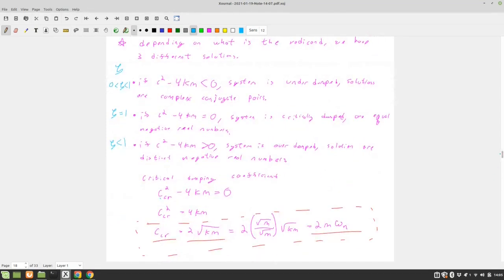That makes sense? So you can now see kind of how your zeta, your c squared minus 4km, and then your solutions being complex conjugate or distinct negative numbers all feed together. So that kind of sets up our problem of we want x of t, right? But the quadratic formula here really throws us for a loop. We're going to have 3 distinct solutions. So we're going to have to walk through each one of those solutions one at a time.